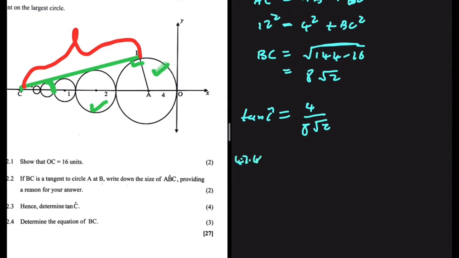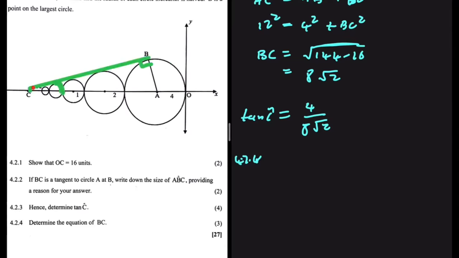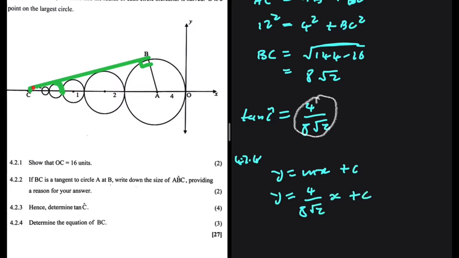And 4.2.4, the last question, we're looking for the equation of BC. Angle C is the inclination of line BC. So this is the gradient of the line BC. So now we can say that y is equal to mx plus c, but we know the value of m. It is 4 divided by 8 square root of 2, x plus c. We just need to substitute a point and we have the equation of BC.